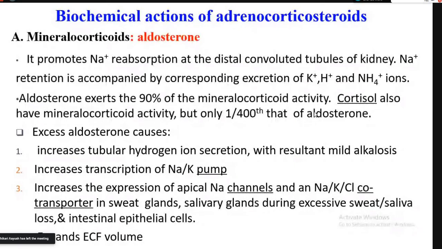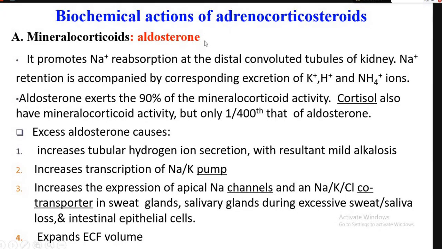Now, once synthesis is done, we come to the function. First, the group secreted by the zona glomerulosa is mineralocorticoid, and the representative hormone for this mineralocorticoid is aldosterone. Everybody knows about that.